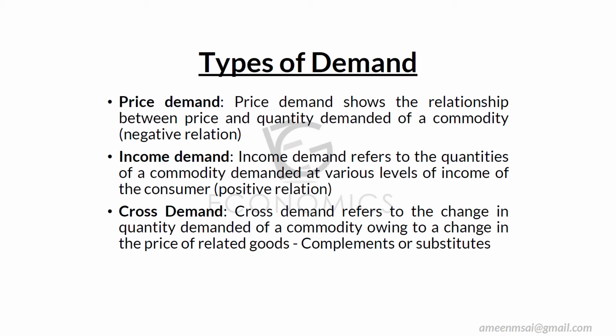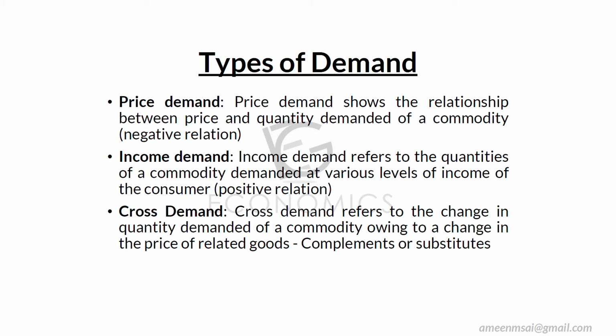The next one is income demand. What's the relationship between the income of an individual and the quantity that he demands? Does it have a positive or a negative relationship? Of course, positive. When the income of an individual increases, his quantity demanded increases, and when the income decreases, his quantity demanded decreases. So what is income demand? It is the relationship between an individual's income and the quantity demanded. It is a positive relationship: as income increases, quantity demanded increases, and as income decreases, quantity demanded decreases.